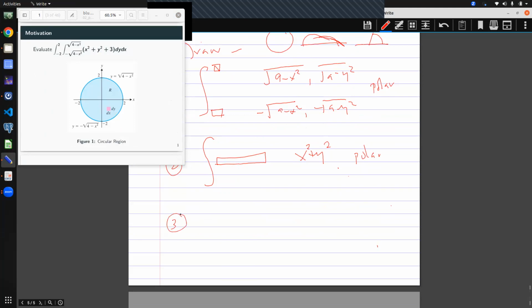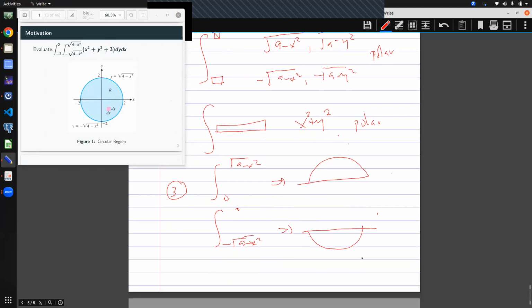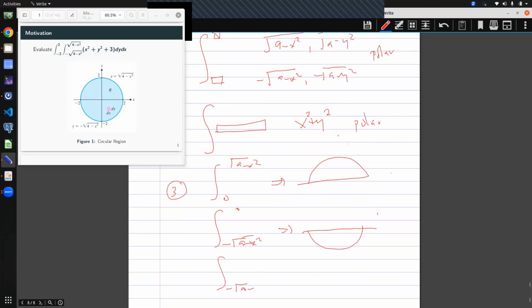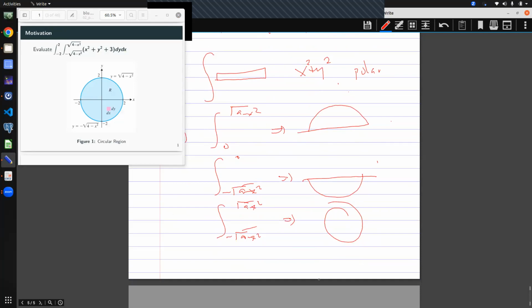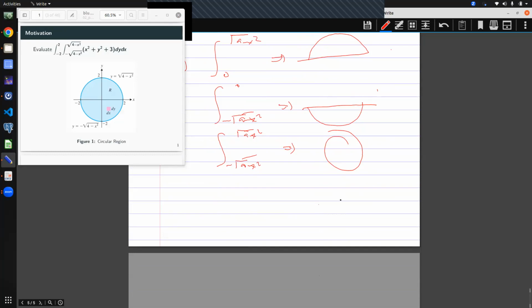My last remark is that if you have the limit from 0 to a positive number, it would always be a half circle or a semicircle. If you have it from a negative number to another number, it would still be a half circle. If you have it from negative to positive, as we saw in our motivation, then you get a full circle. These are so obvious. So let's take our question again and try to evaluate it.